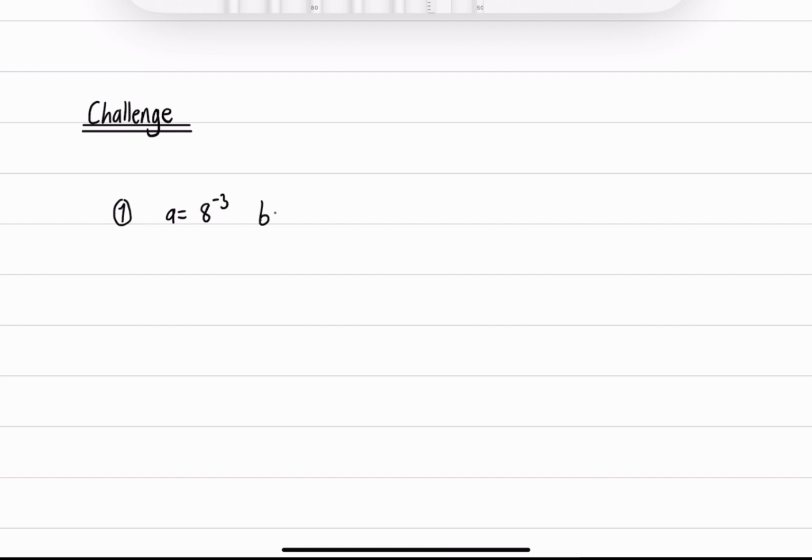That brings us to the end of the video. But before you go, have a try at this challenge question, applying the different laws of indices we've had a look at today. The answer to this will be in the description.